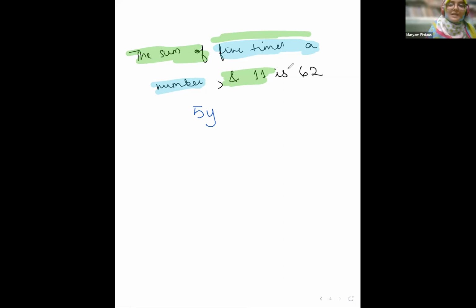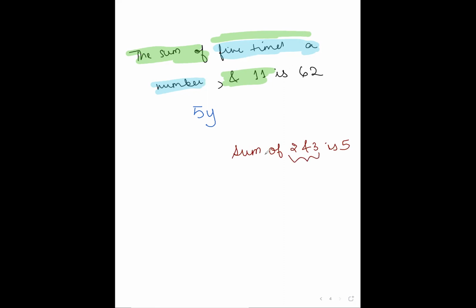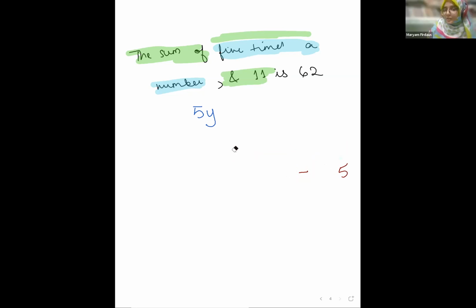For example, if I say the sum of 2 and 3 is 5, what does that mean? 2 plus 3. Yes. That means the sum of 2 and 3 is 2 plus 3. So you understood what it means when I say the sum of something and something? Got it?